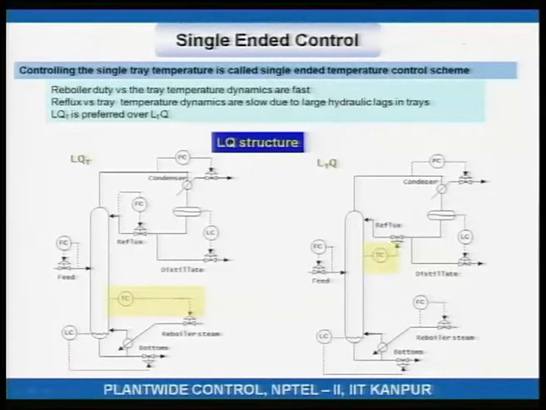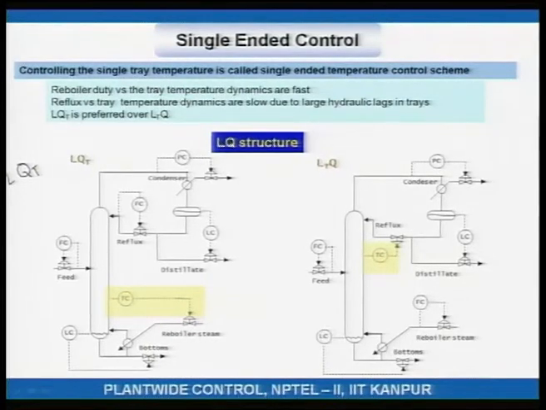Now, I could have one of the tray temperatures adjusting one of those degrees of freedom. For example, let us say I have an LQ basic structure. I can use, for example, Q to control a tray temperature. I fix the reflux at a reasonably high value so that heavy key does not end up in the distillate, even for the worst case disturbance. And then I adjust Q to hold, for example, a stripping tray temperature constant. Such a structure, I am just putting the subscript T to indicate Q is being used to control temperature, right. And the control structure is drawn here.